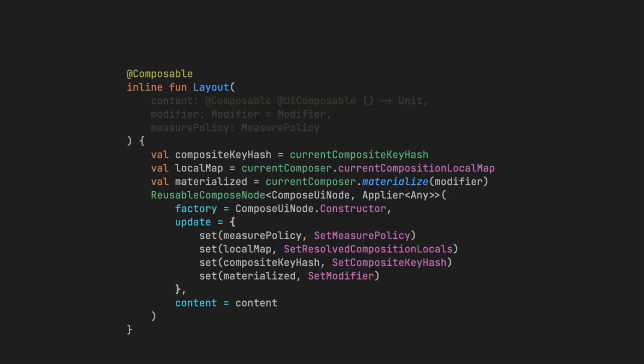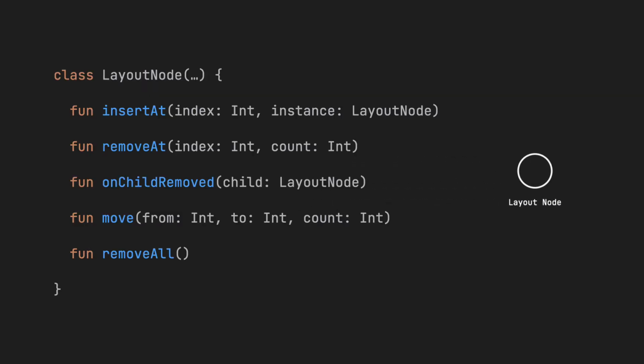And what happens is that the compose runtime is able to tell compose UI that I need you to update this tree based on either some action that happened or some animation. So here's an example of it. When you look at the source code for a layout node, you'll see a bunch of internal functions such as inserting a node at a specific location, being able to remove all the nodes.